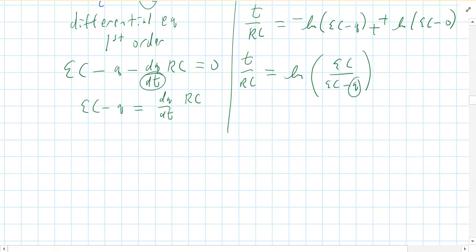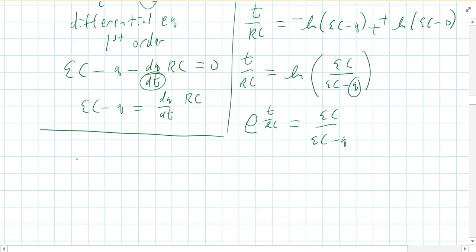Okay. So we have to take the exponent of both sides. You have a negative in here, so you have to be careful. Okay, so what's that going to look like? So you get e to the t over RC, okay, equals EC over EC minus Q. Okay, and we want to get Q by itself. Okay, so I'll kind of work over here now.